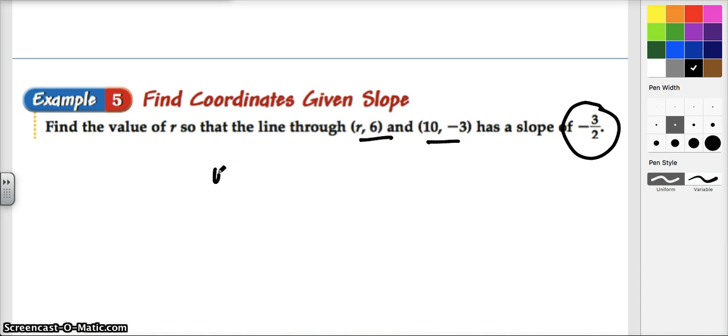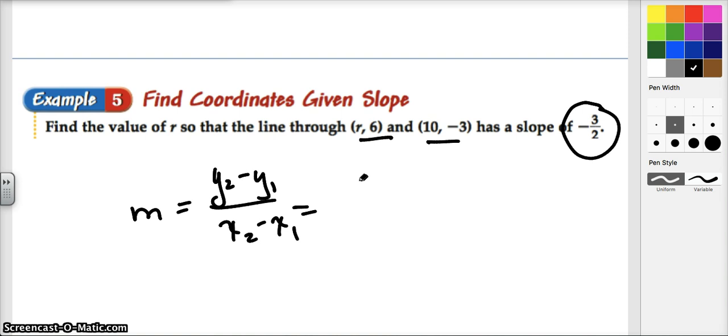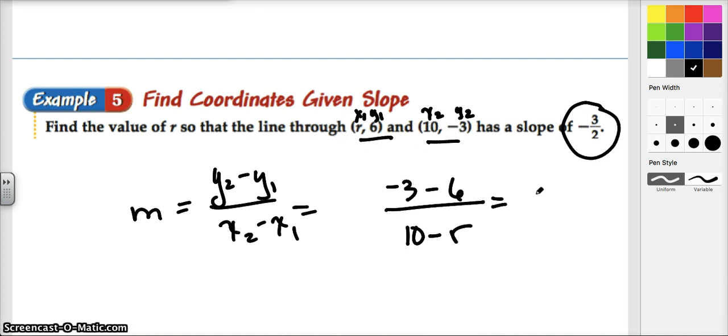Don't fret. Remember, the slope is equal to the change in Y over the change in X. You already know how to solve proportions, and we're going to make a proportional problem. You might say, I hated proportions, but that's okay. You'll be fine. When I do the change in Y over change in X, let's say I call these X sub 1, Y sub 1, X sub 2, and Y sub 2. So I'm going to have -3 minus 6 over 10 minus R, and that should equal the slope, which is -3 over 2.